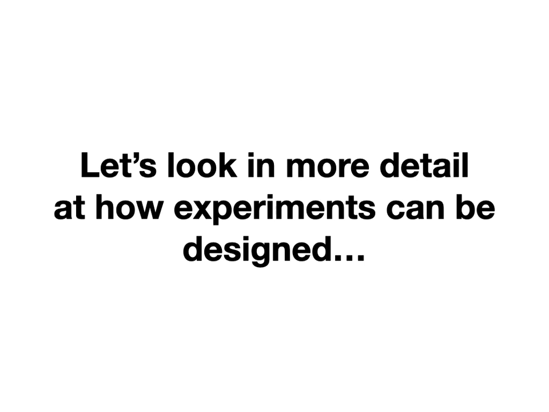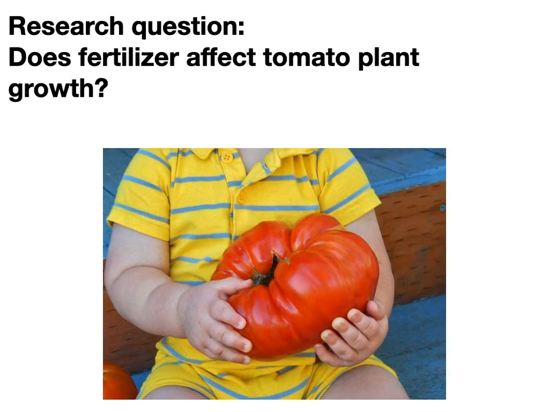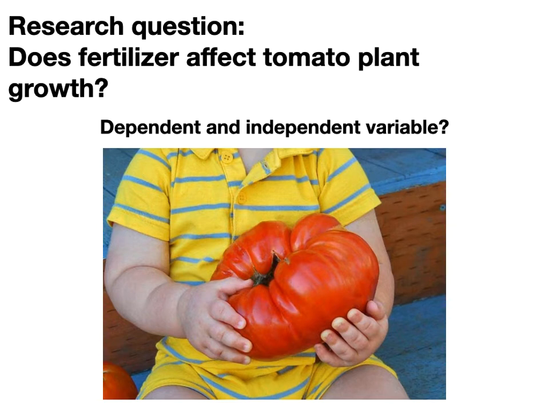Okay, let's look in more detail at how experiments can be designed. So here's a hypothetical study. Say we want to look at how fertilizer affects the growth of tomatoes. Okay, so just the title there alone should tell you what is the dependent variable and what is the independent variable.